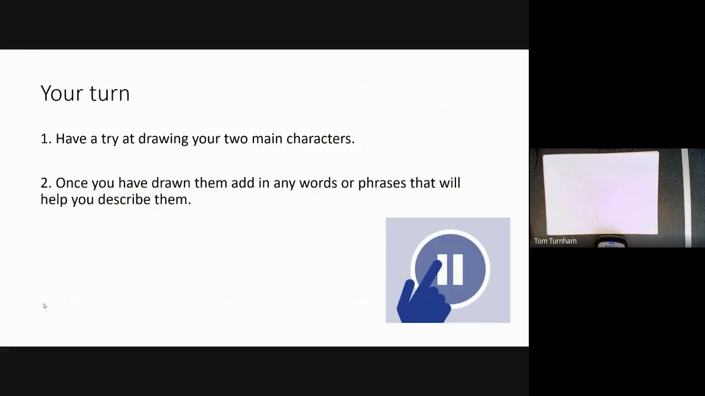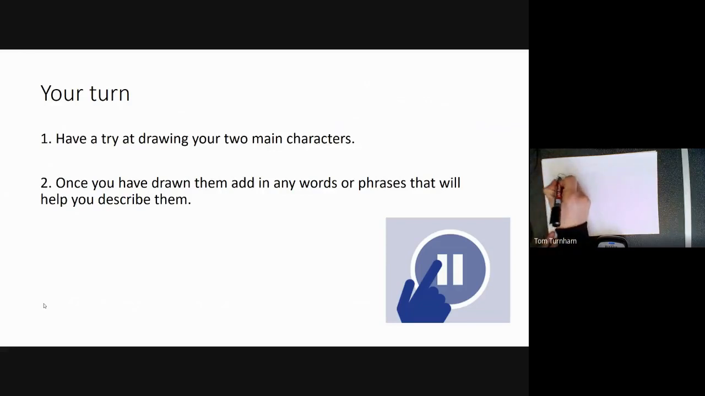And then once we've drawn them out, we're just going to add in some words or phrases that help to describe them. So I'm going to have a go at drawing mine out here. And it doesn't matter if you're a great drawer or a terrible drawer. Really doesn't matter, because this is just a plan for ourselves. So I'm going to do my good character first. And actually, I'm just going to draw a stick man.